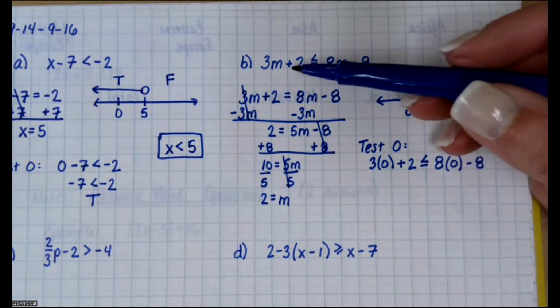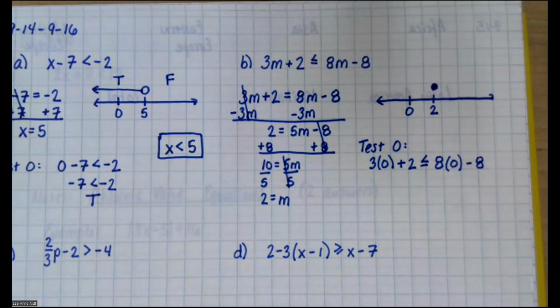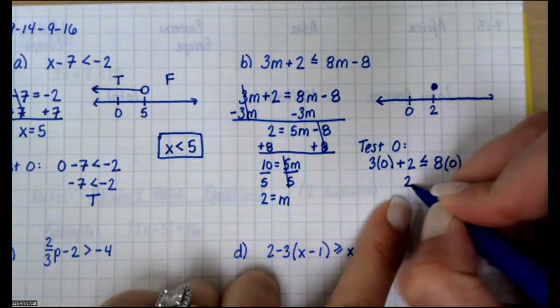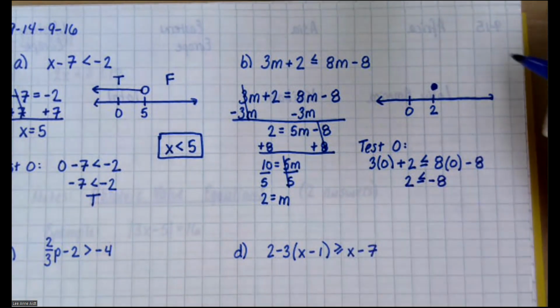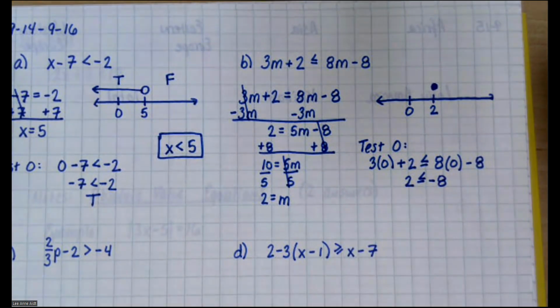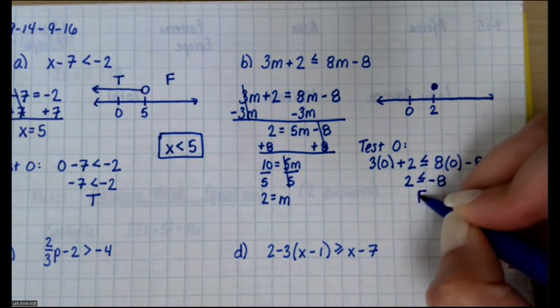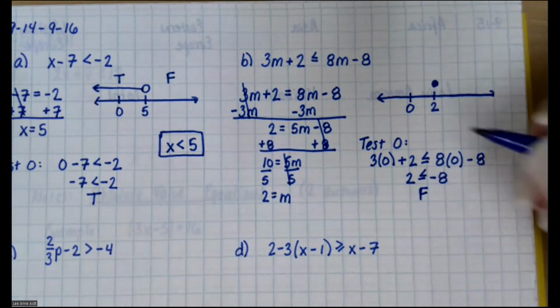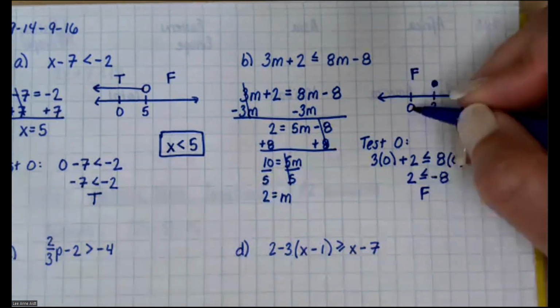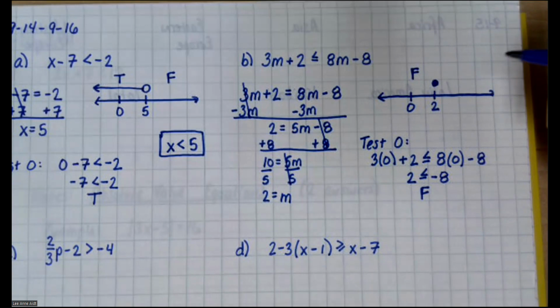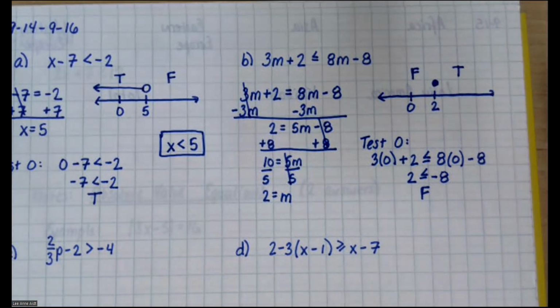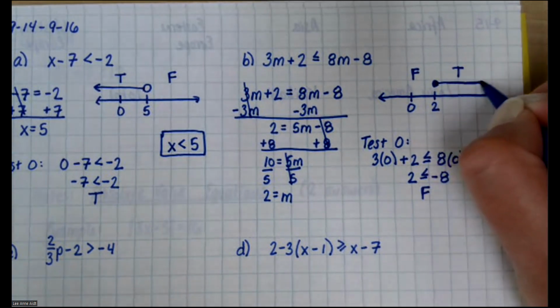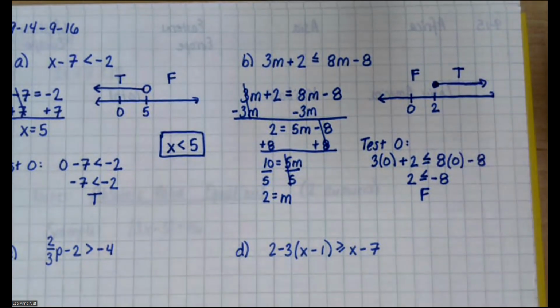So I put zeros in for m in both of the spots in the original. And this just happens to be 2 is less than or equal to -8. Sad crocodile, right? Very unhappy. Okay, so that means it's false. And so I'm going to put a false at the 0 where I plugged in. That means the other side of my circle has to be true, and my arrow is going to go toward the true side.